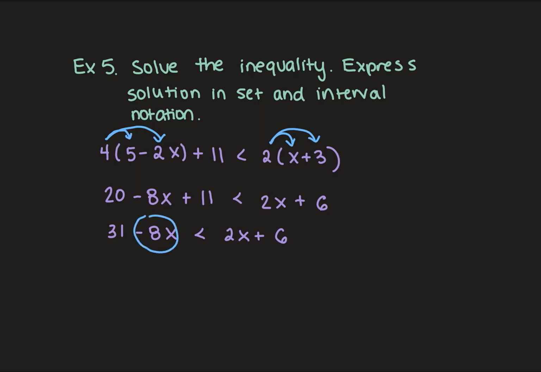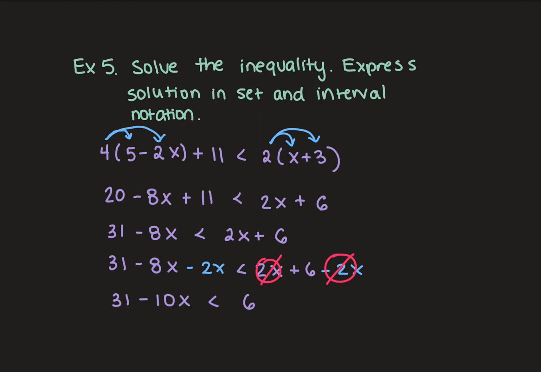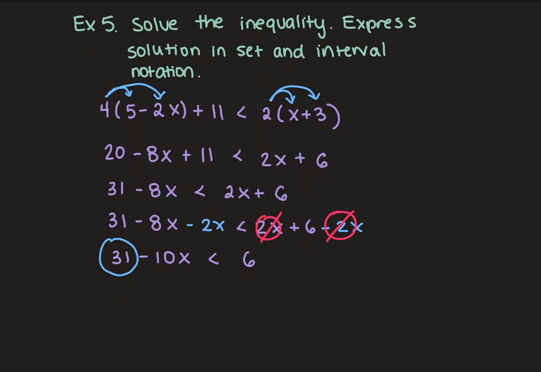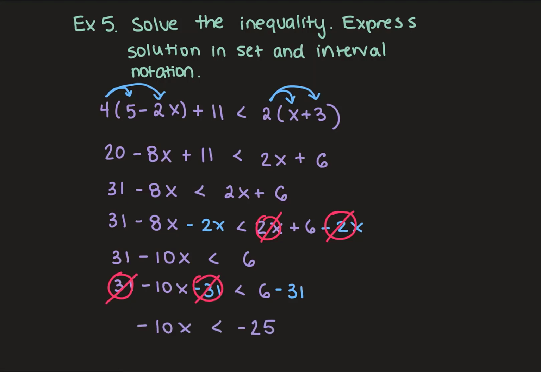Next, we have to get our variable on one side of the inequality. We can subtract both sides by 2x, cancel out the 2x minus 2x on the right, and then we can get rid of this 31 by subtracting both sides by 31. Cancel out the 31 minus 31 on the left, and then 6 minus 31 is negative 25.